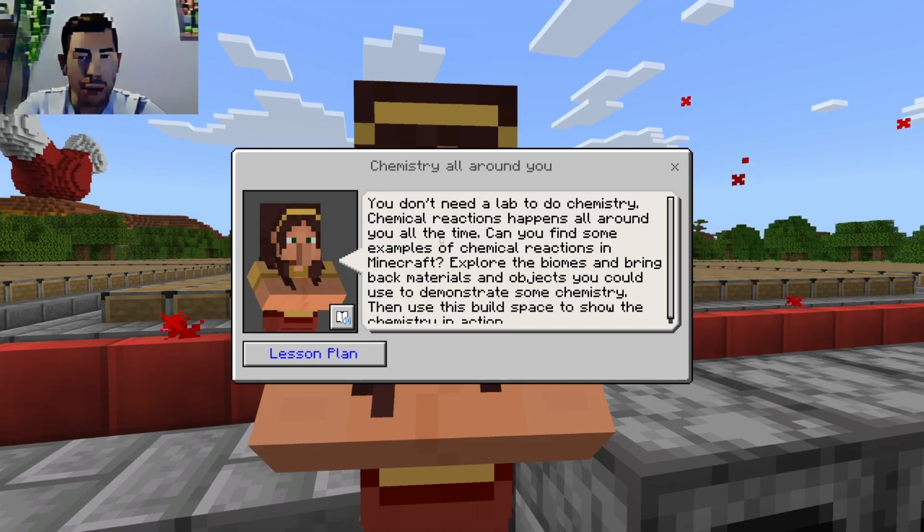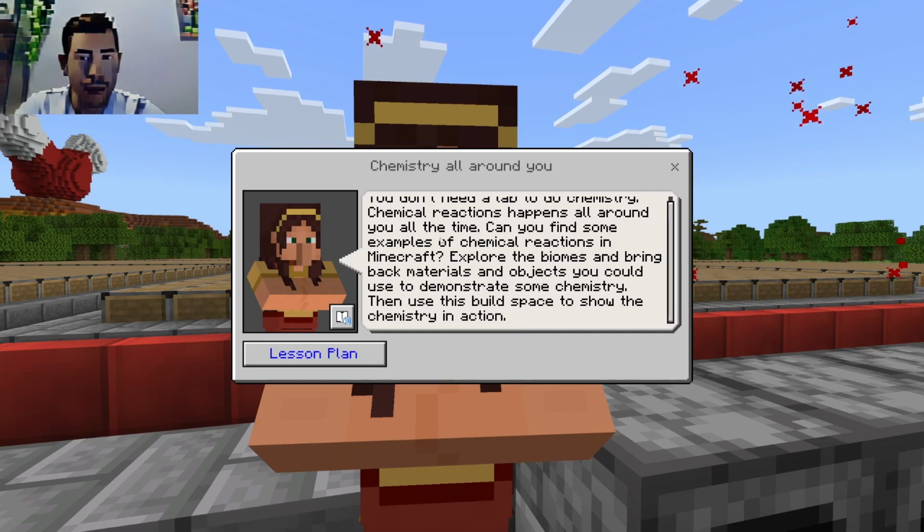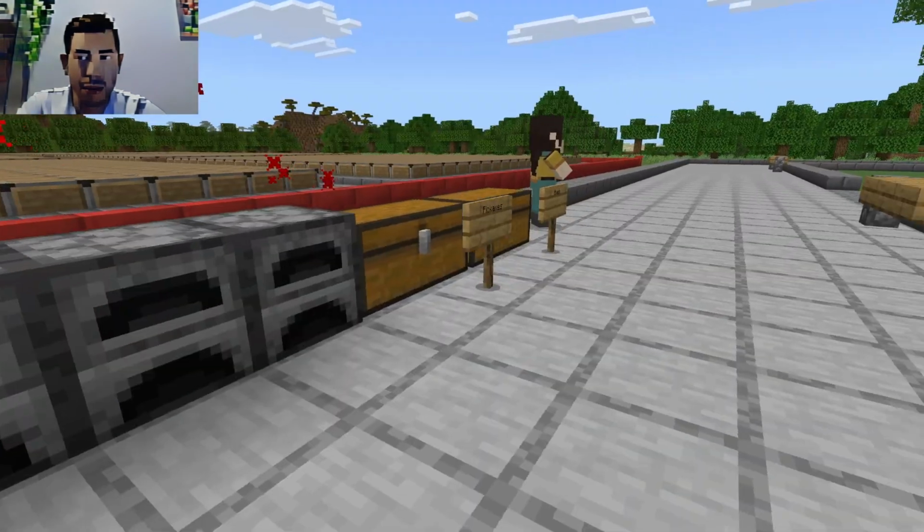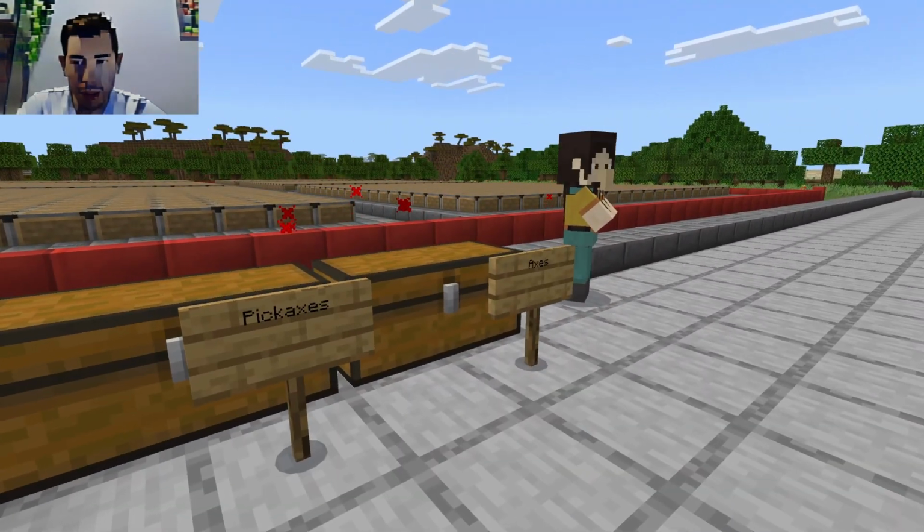Chemistry all around you. You don't need a lab to do chemistry. Chemical reactions happen all around you all the time. Can you find some examples of chemical reactions in Minecraft? Explore the biomes and bring back materials and objects you could use to demonstrate some chemistry. Then use this build space to show the chemistry in action. Oh yeah, we'll do this as well.